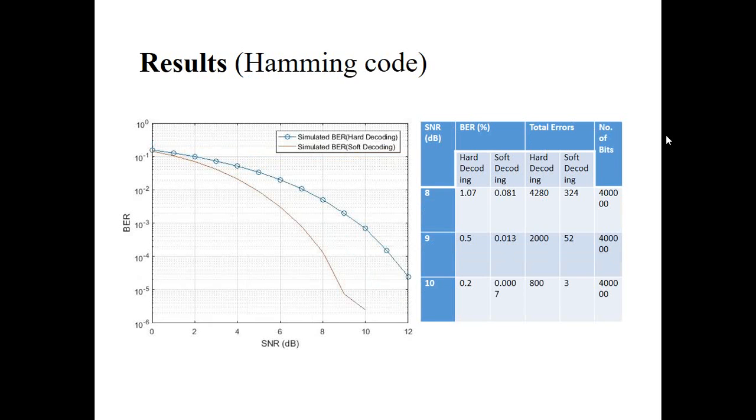Let us look at the results of Hamming code. The blue line indicates hard decoding, where decoding is done using Hamming distance, while the orange line indicates soft decoding, where decoding is done using the Euclidean distance. As you can see, soft decoding gives a better bit error rate performance.